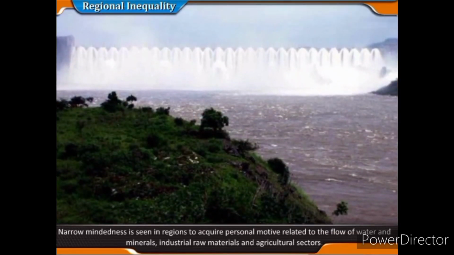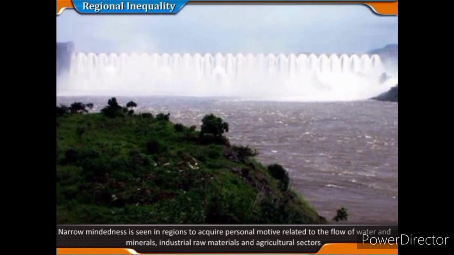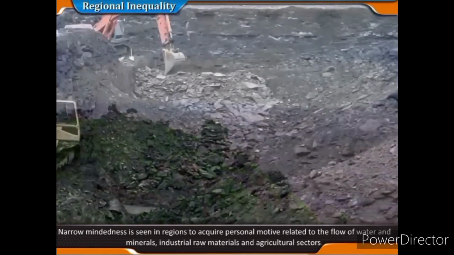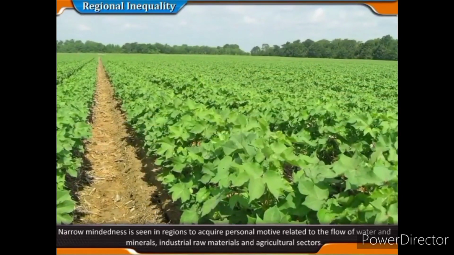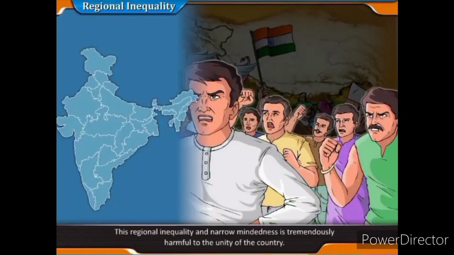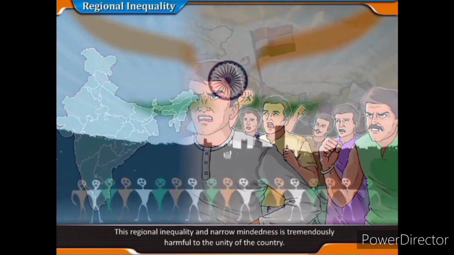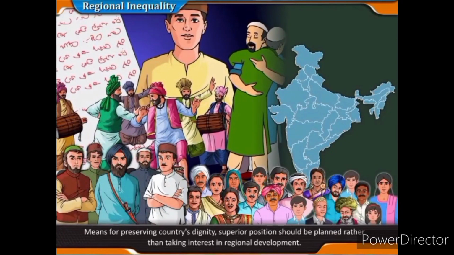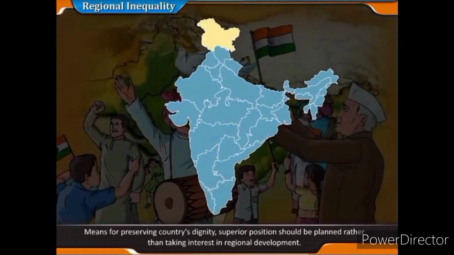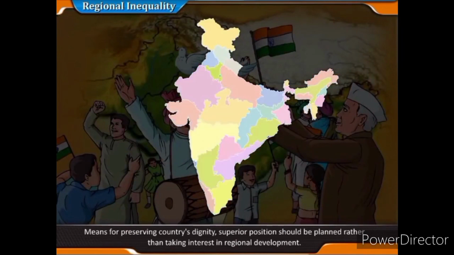Narrow-mindedness is seen in regions, to acquire personal motives related to the flow of water and minerals, industrial raw materials, and agricultural sectors. This regional inequality and narrow-mindedness is tremendously harmful to the unity of the country. Means for preserving the country's dignity and superior position should be planned rather than taking interest only in regional development.